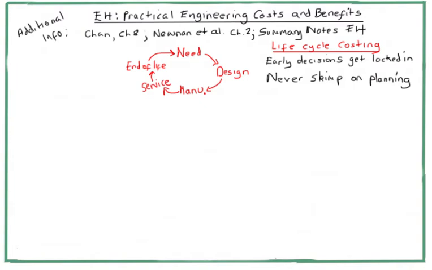This is E4 Practical Engineering Costs and Benefits. So it's a group of ideas that I think we'll find very useful in thinking about costs. The first one is life cycle costing.